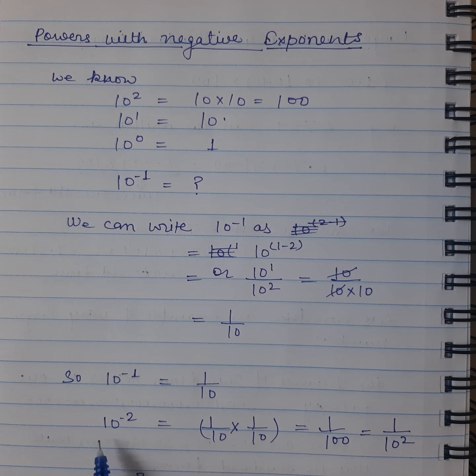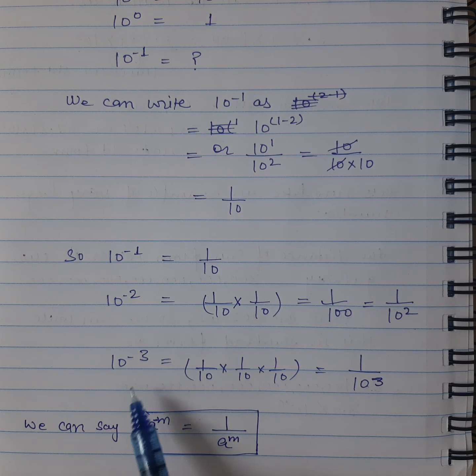Similarly, 10 raised to the power minus 2 will be 1 divided by 10 multiplied by 1 divided by 10, which is equal to 1 divided by 100, or 1 divided by 10 raised to the power 2. Similarly, 10 raised to the power minus 3 is equal to 1 divided by 10 multiplied by 1 divided by 10 multiplied by 1 divided by 10, which is 1 divided by 10 raised to the power 3. So we can say a raised to the power minus m is equal to 1 divided by a raised to the power m.